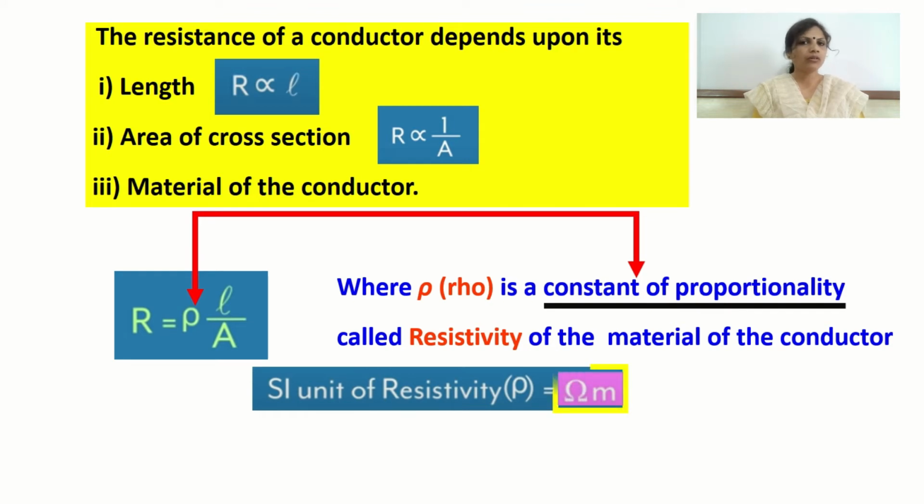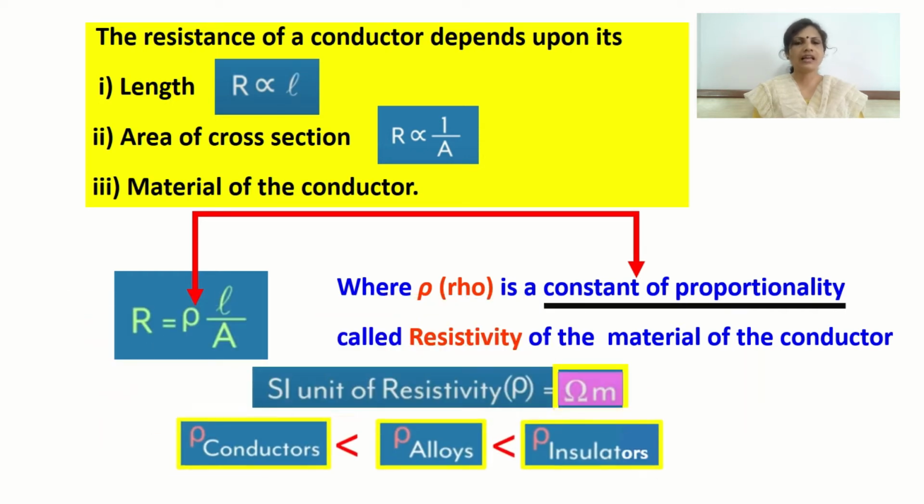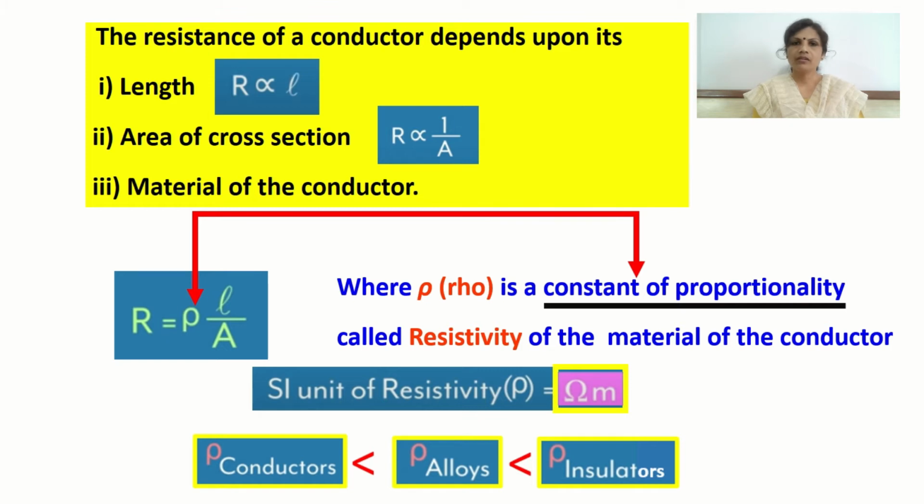Then a very important point we discussed, that the resistivity of a conductor is less than the resistivity of an alloy, which is also less than the resistivity of an insulator. Meaning, the resistance of the insulator is highest. Alloys also have a certain amount of resistance. For example, yesterday we were discussing the nichrome wire, which is an alloy, and conductors like copper have the least resistance. So the maximum amount of electric current can pass through the conductors.